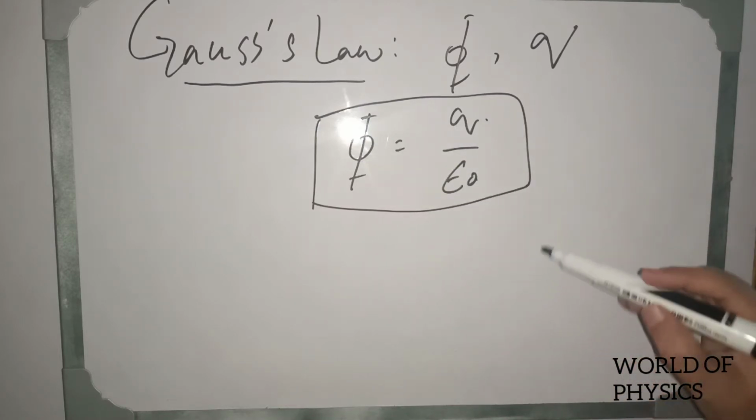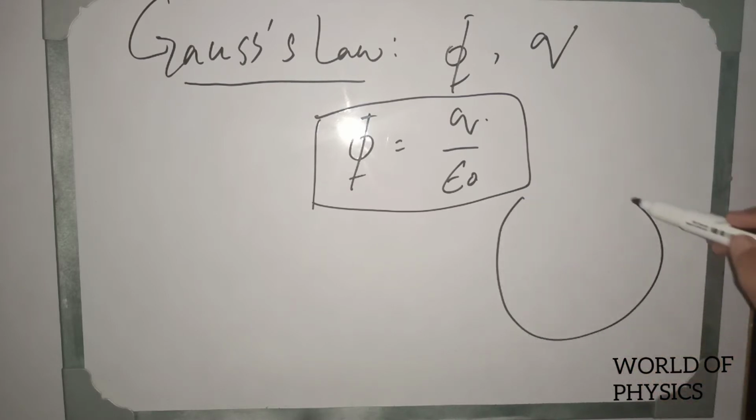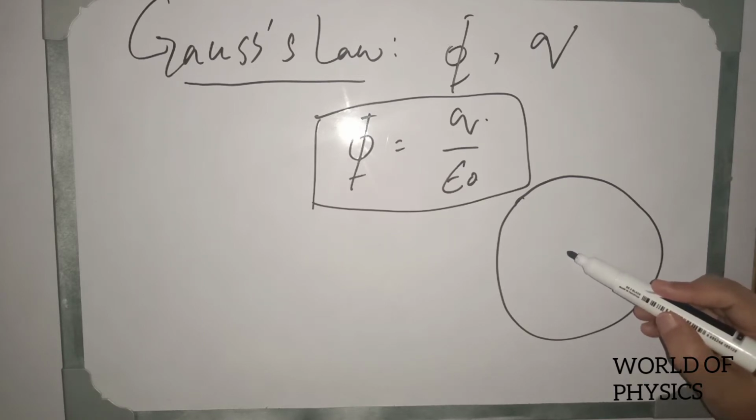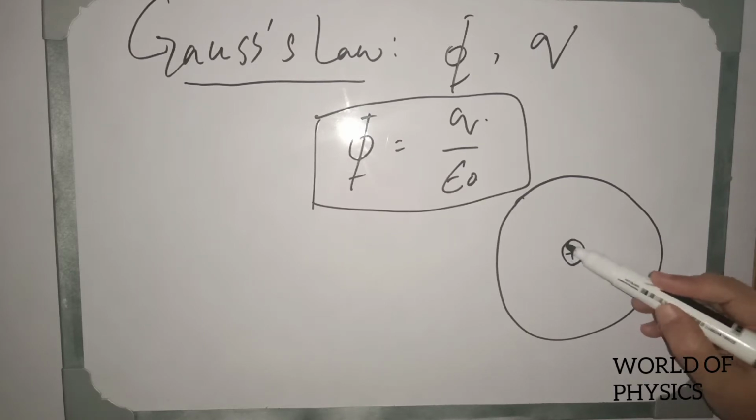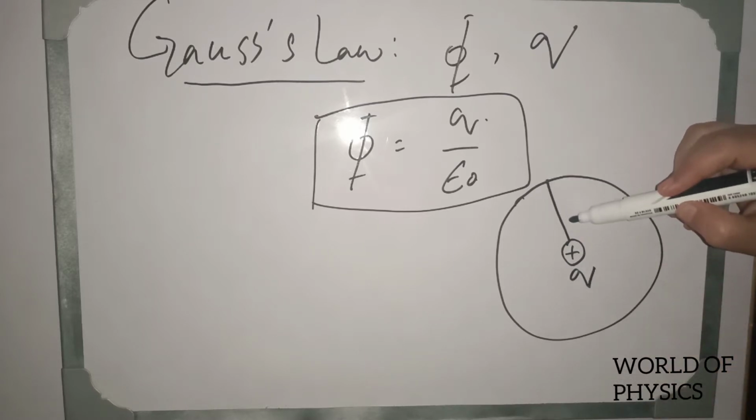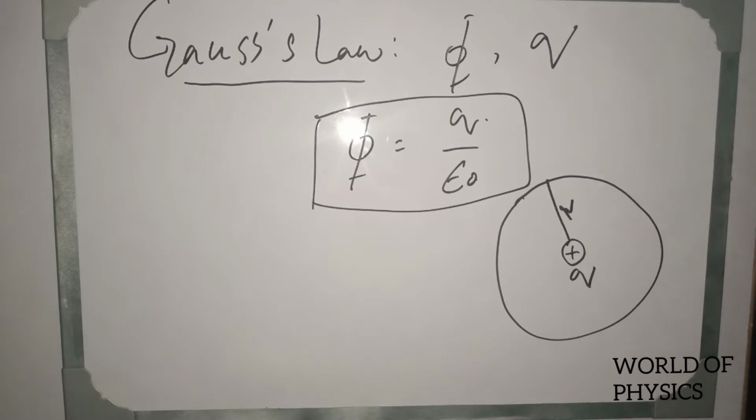Now, to explain this law, we need to draw this closed surface in the form of a sphere. The point charge plus q is lying at the center of this closed surface, at a distance of r from the periphery of this circle. To calculate the electric flux through the whole surface, we will divide the surface into a number of small patches, each having an area delta A. This is an area delta A, and the electric field passing through this area is E.